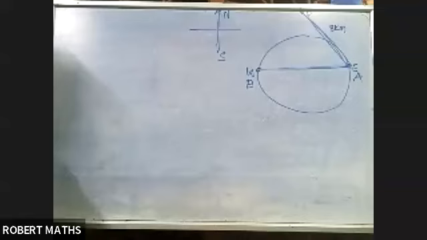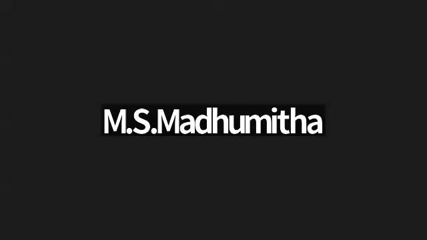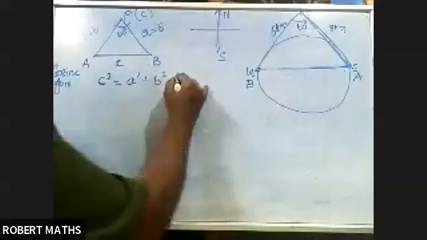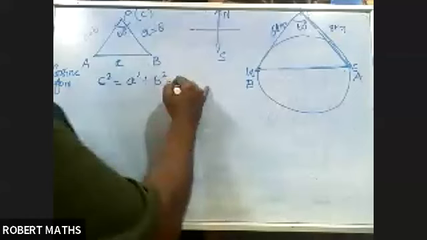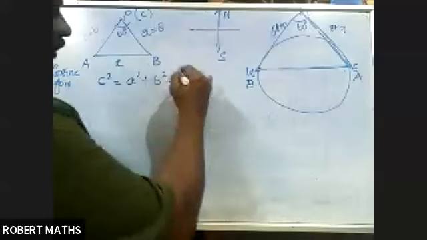Do you know the formula? c square. Use the cosine formula. c is the distance between A and B, from the eastern part to the western part of the pond, the width. So c is nothing but the width of the pond. c square equals, what is the cosine formula? a square plus b square minus 2ab cos C.